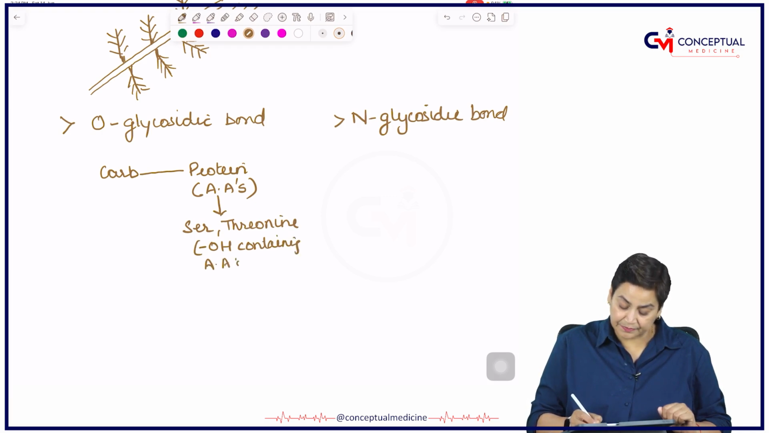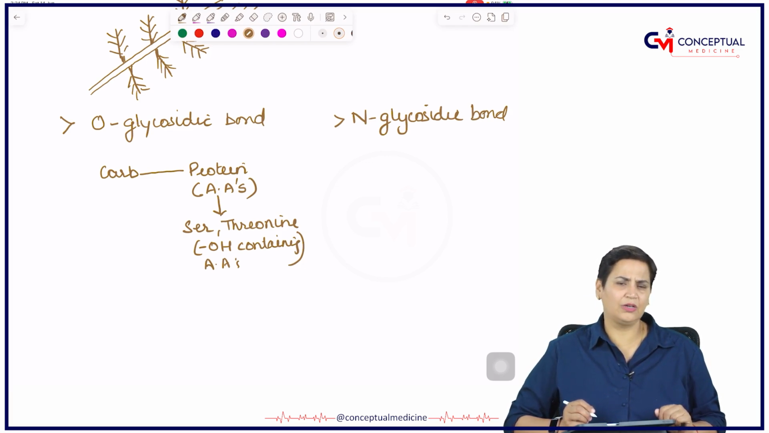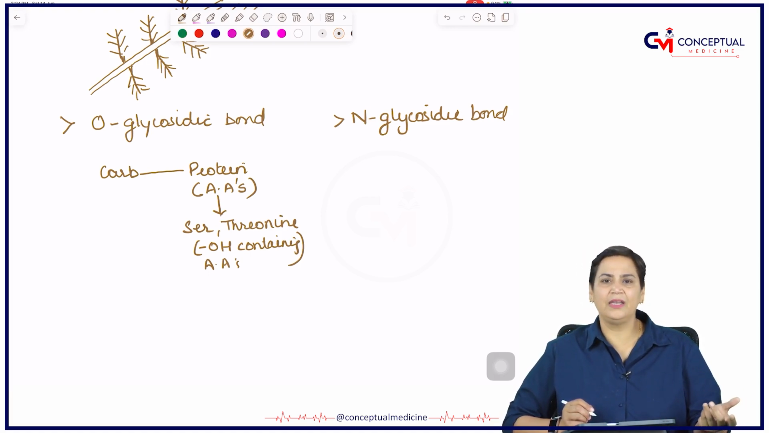And again, if we talk about serine and threonine, we know that serine protease is a very important group of enzymes, which also helps in accelerating the entire carbohydrate metabolism. If we see the structure of glycogen synthase and glycogen phosphorylase, they have serine residues, OH. So this is the O-glycosidic bond.